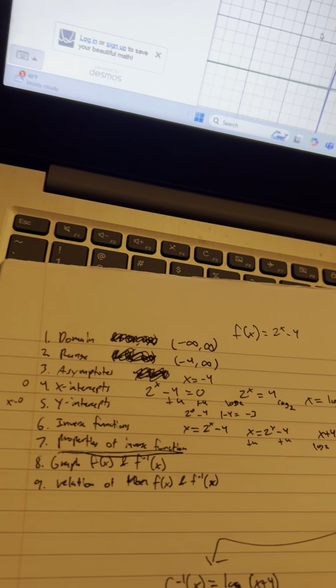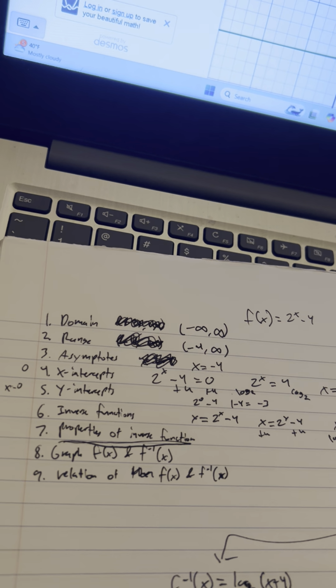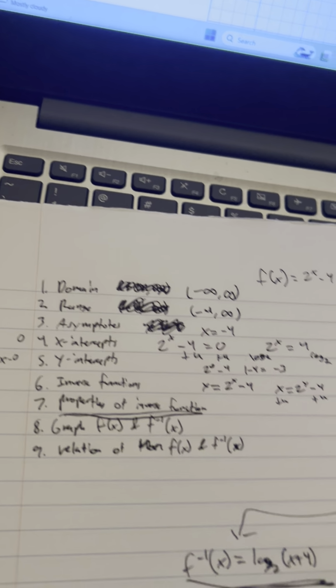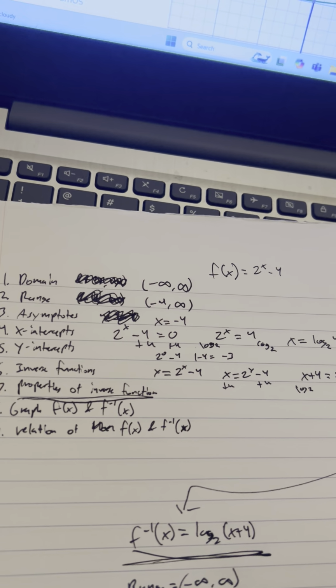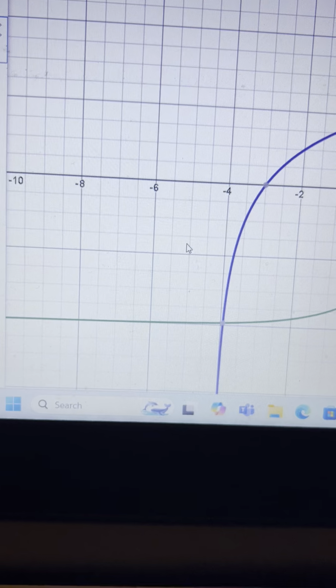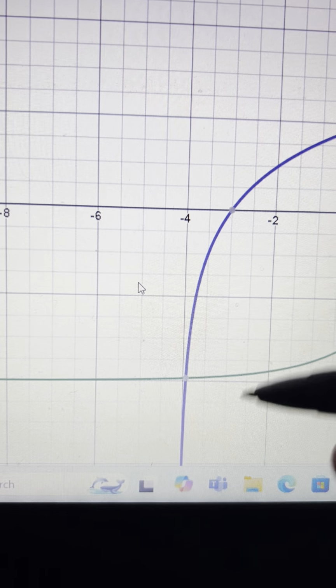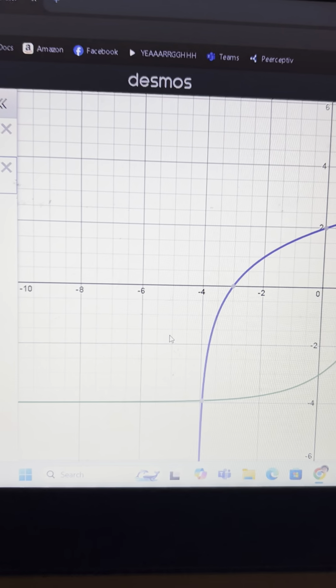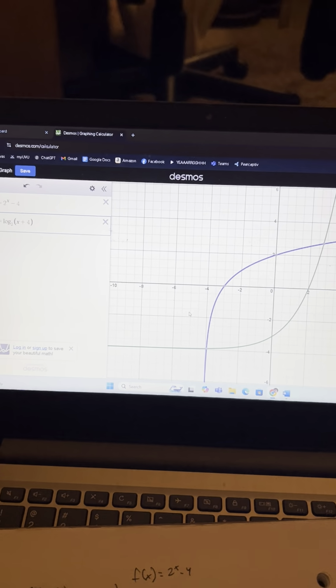What else is there? The asymptote is going to be negative 4 as well. It's going to be a vertical asymptote because it's inverse. The horizontal is negative 4, and we can see here, negative 4 as well. It never crosses that line. And this is the function completely worked out.